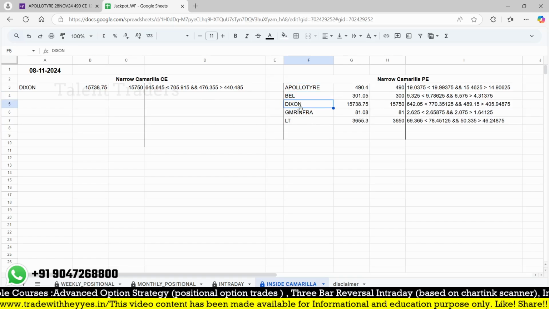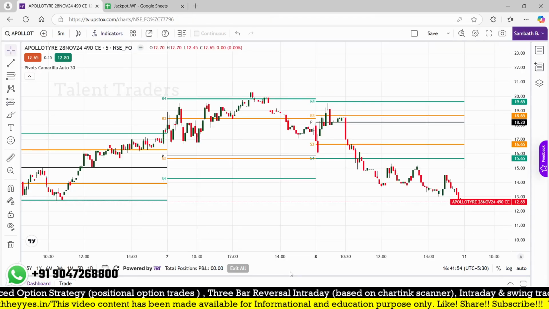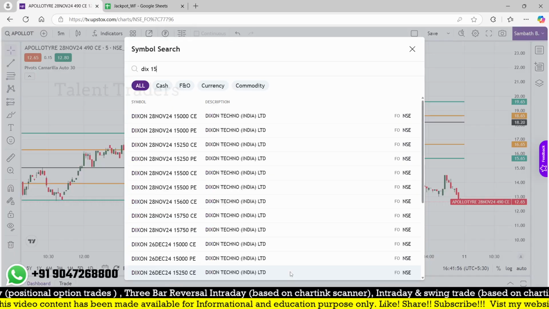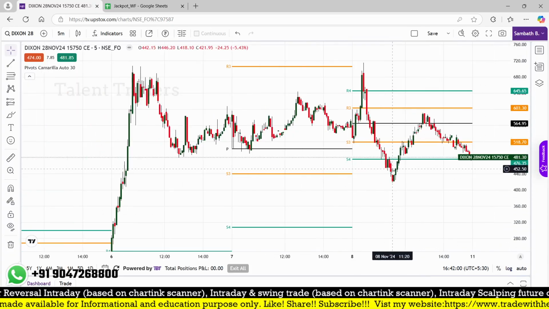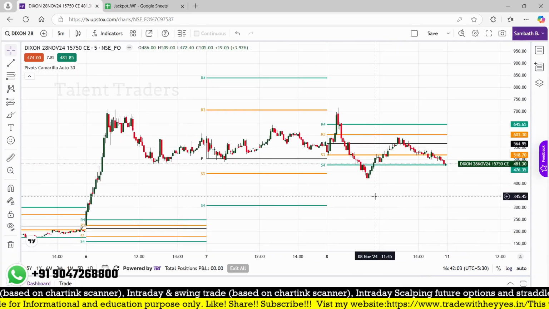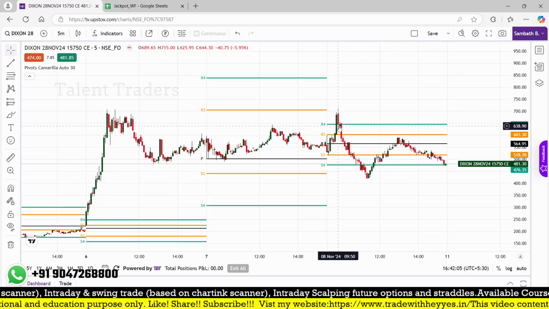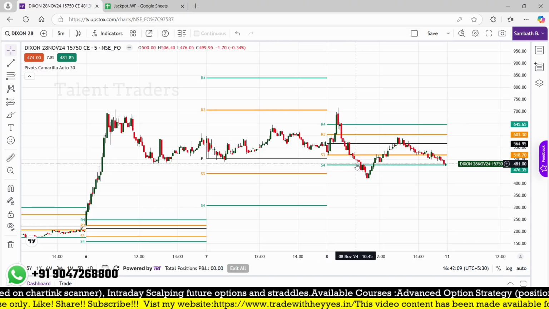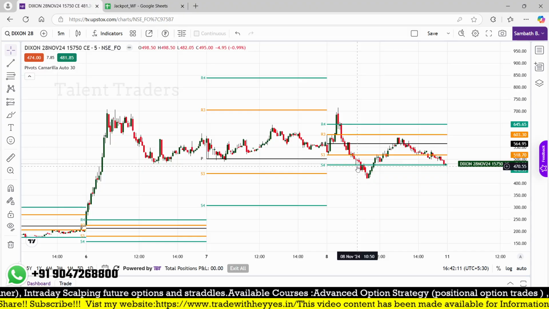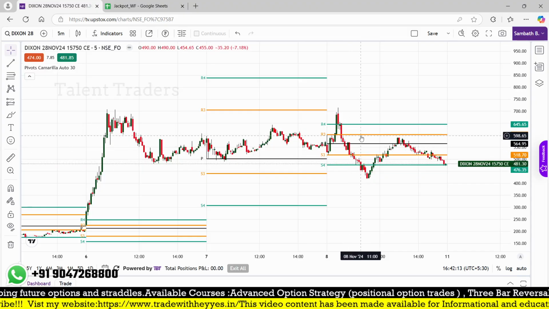So for example, Dixon 15750, yeah, this is the 15750 call option, that is also inside. You can look at this, this is the stop loss level. Okay, so here it is a valid breakout which triggers around 644, and our stop loss may be here below 470. It may be a stop loss trigger.